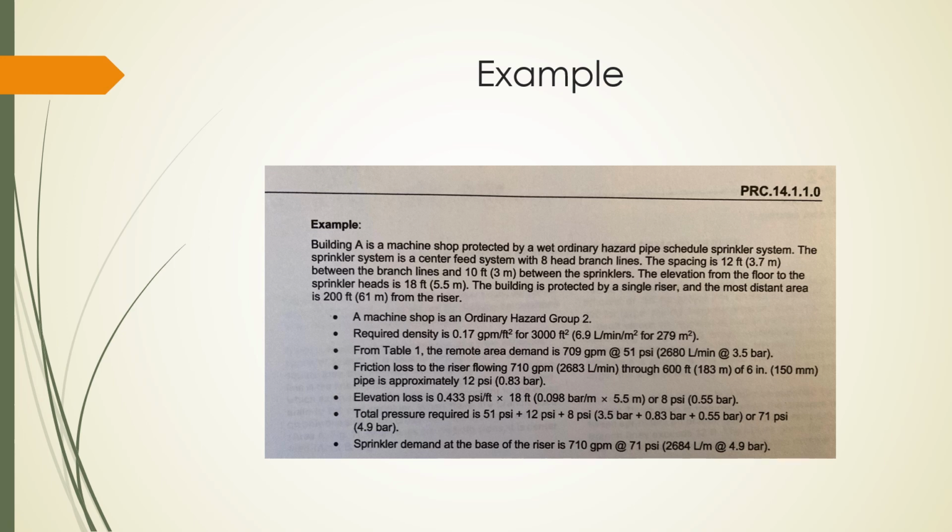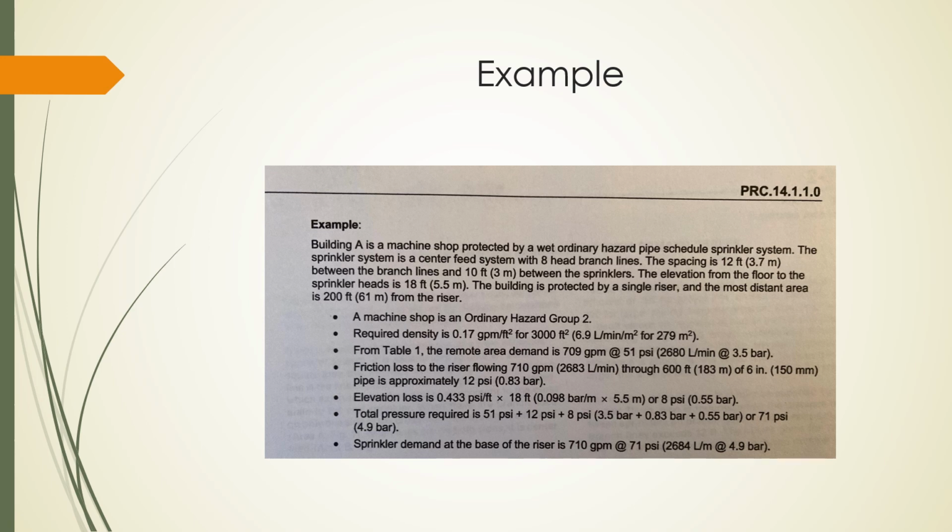So we determined that the machine shop is an ordinary hazard group 2 system. How do we know that? I'll go through that in a brief presentation next time. Forget the density concept of 0.17 or 3,000. We'll come to that, but we'll go through the table to show you that if you put all those parameters into that box, it will require a flow of 709 GPM at 51 PSI.